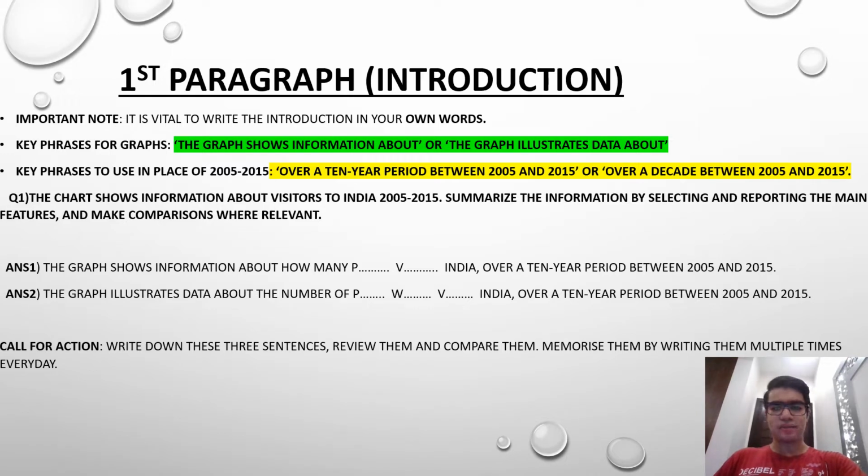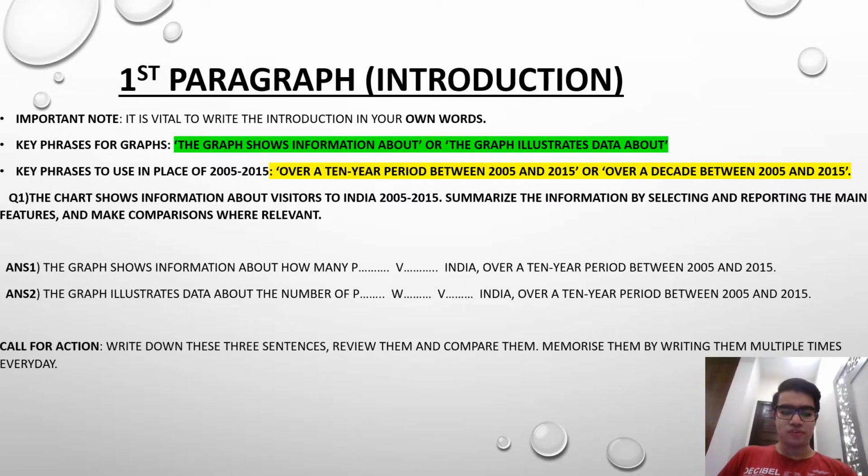So yeah, I'll just give an example of a question. Just imagine there's a chart, okay? The question is: the chart shows information about visitors to India between 2005 and 2015. Summarize the information by selecting and reporting the main features and make comparisons where relevant. So this is a typical topic statement, okay? It's a typical topic question that you could get in your IELTS exam, okay?